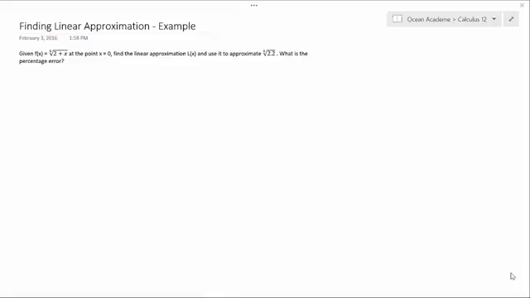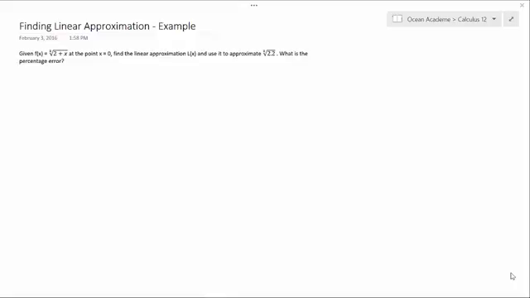Finding linear approximation. Example. Given f of x equals the cube root of 2 plus x at the point x equals 0, find the linear approximation, L(x), of f and use it to approximate the cube root of 2.2. What is the percentage error?